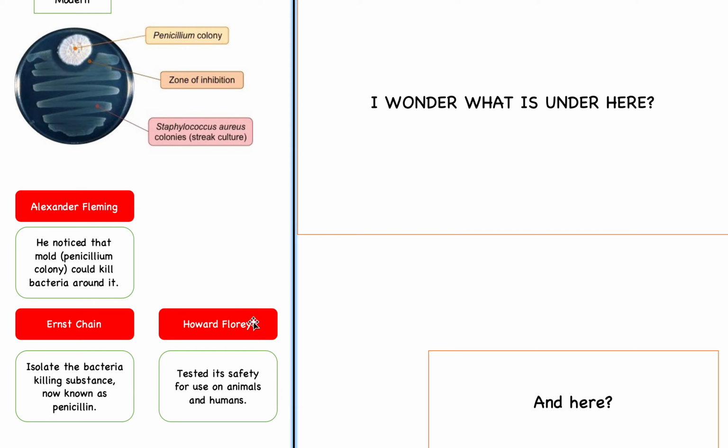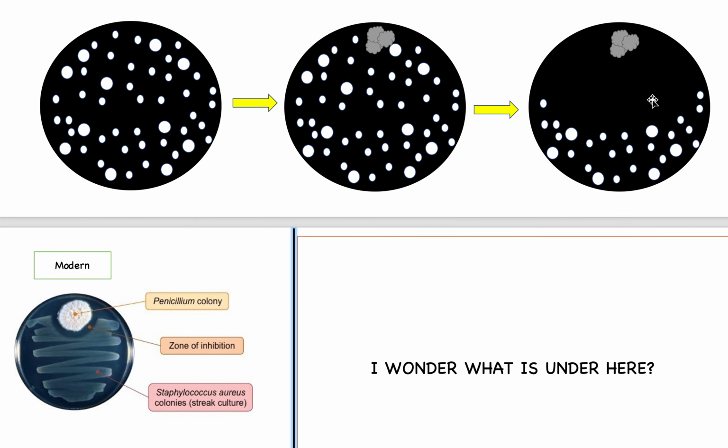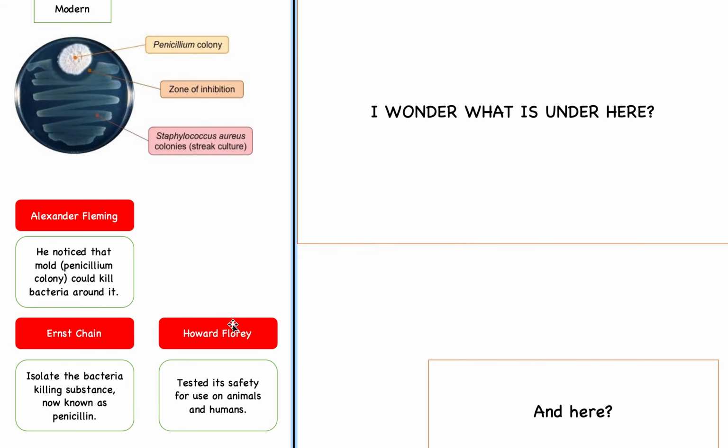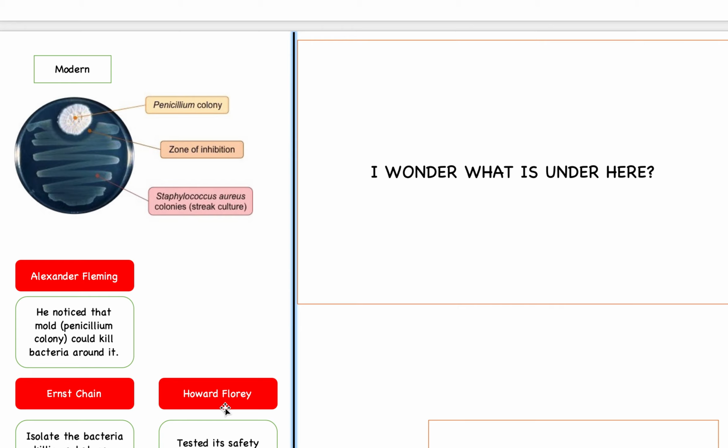And then the last guy, Howard Florey, he's the guy who used this penicillin. He used the penicillin that was isolated. Isolate just means to extract from. So he used the penicillin that was extracted from here, and he gave it to different people to see if it works. So he gave it to some sick people to see if it heals them. Okay, and that's what I'm going to show here.